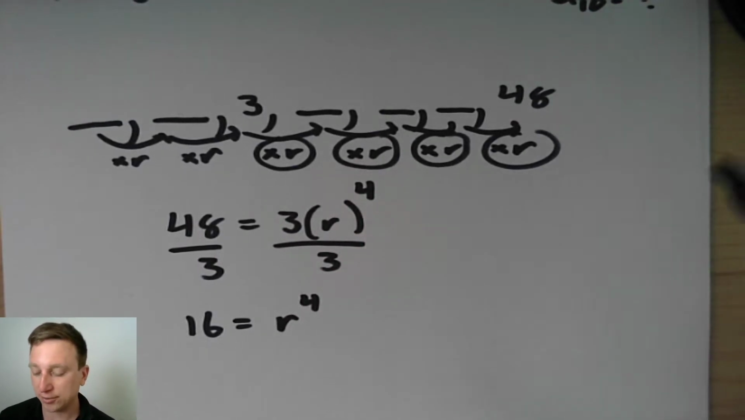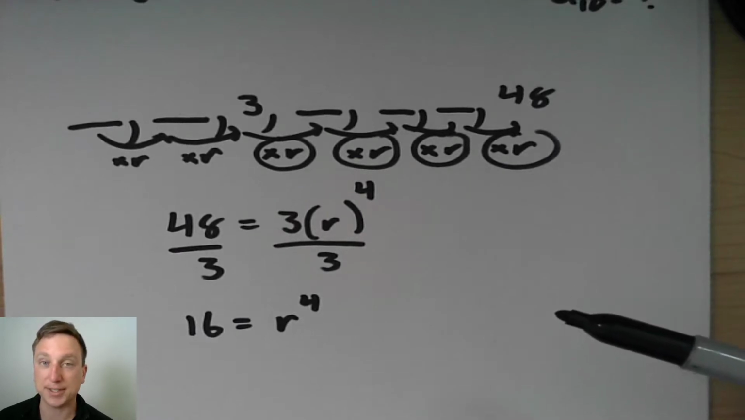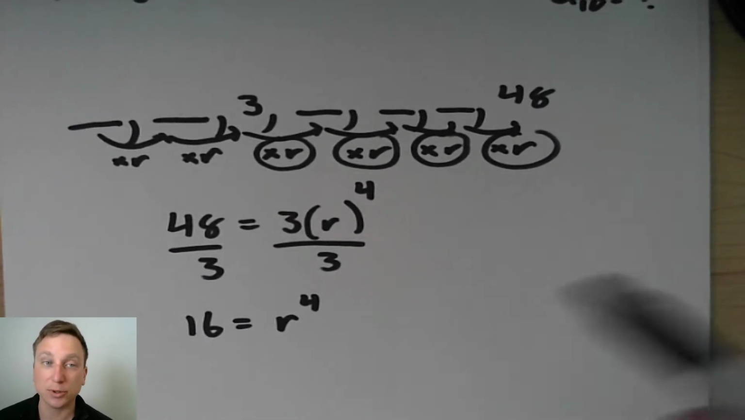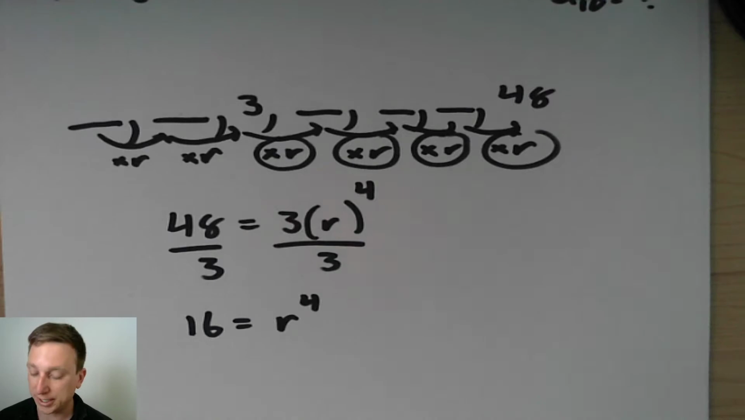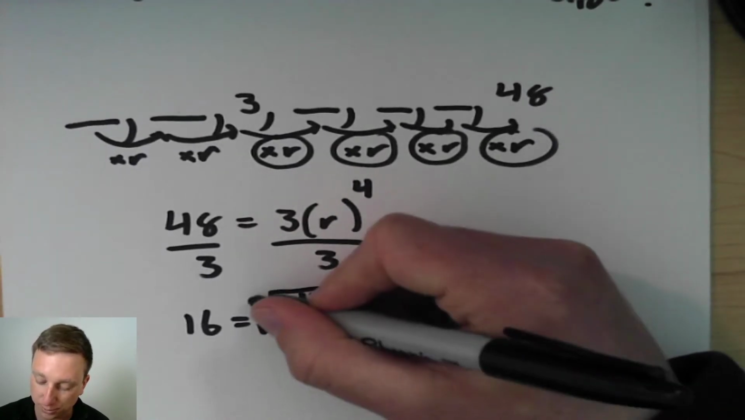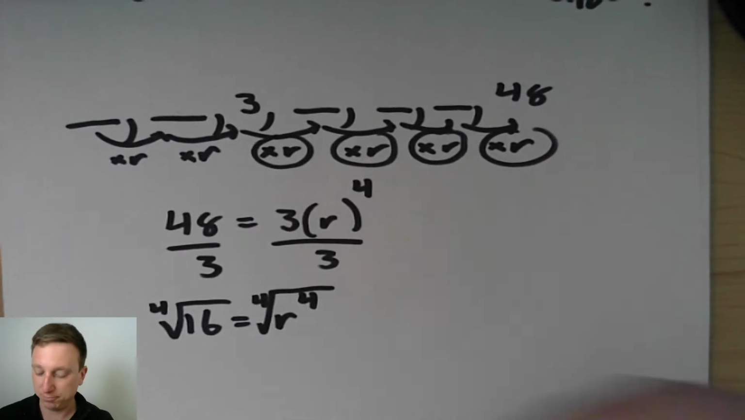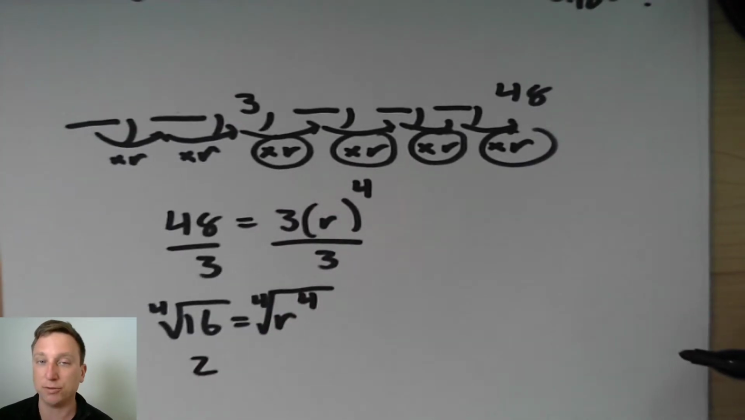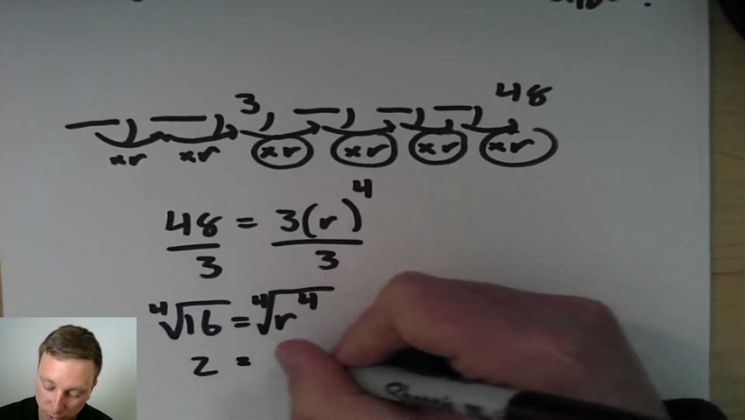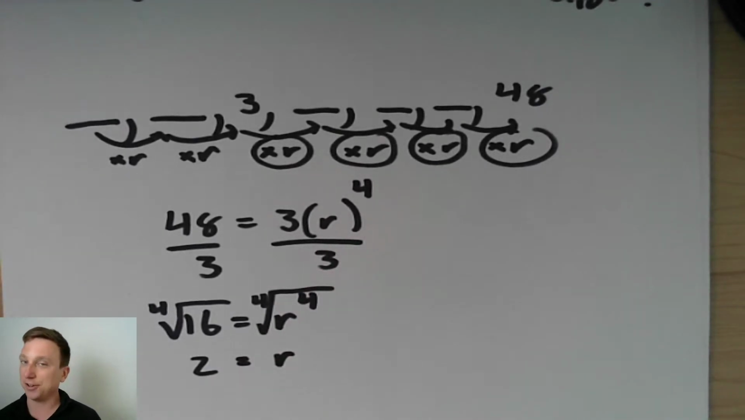And then we have r to the 4th power is 16. So we need to ask ourselves what number times itself 4 times is 16. We can approach this like rooting using a radical, so we can take a 4th root of this, which I'll go ahead and do. This just says what number times itself 4 times is 16. We know that's 2. You can raise it to the 1/4 power in a calculator as well, and that will do the same thing for us. So 2 is r.